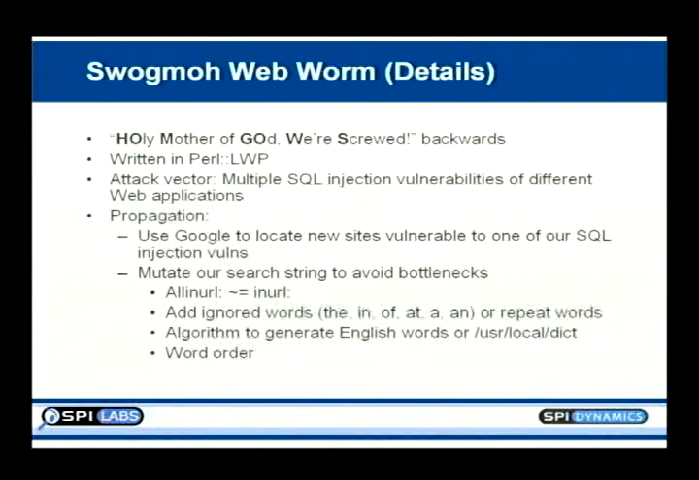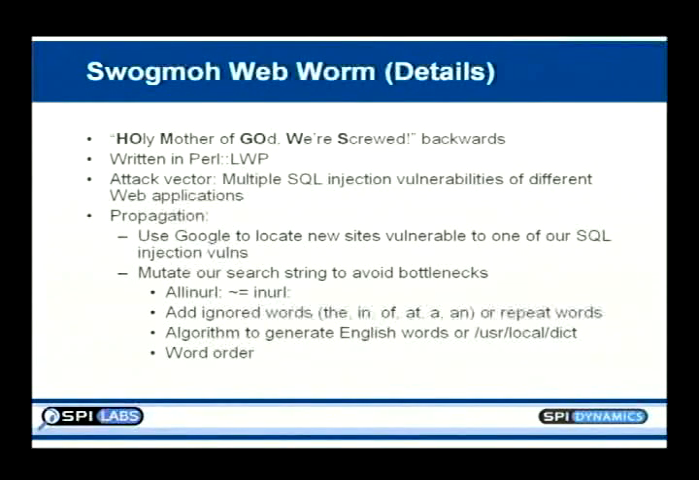So Schwagmo is, Holy Mother of God, we're screwed backwards. Because if I did it right, it would be bad. This would be a web worm that propagates from host to host, moving from island to island, infecting you with multiple SQL injection vulnerabilities in different web apps. So I've got a SQL injection vulnerability in PHPBB. I've got a SQL injection vulnerability in vBulletin.